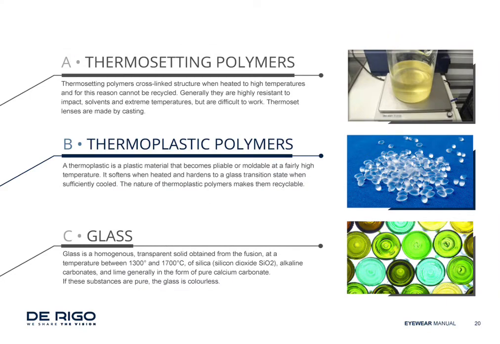Thermosetting polymers cross-link their structure when heated at high temperatures and thus cannot be recycled. Generally, they are highly resistant to impact, solvents, and high temperatures but are difficult to work. Thermoset lenses are made by casting.